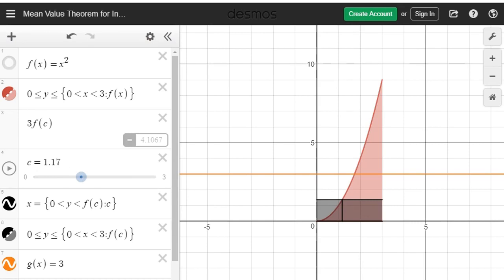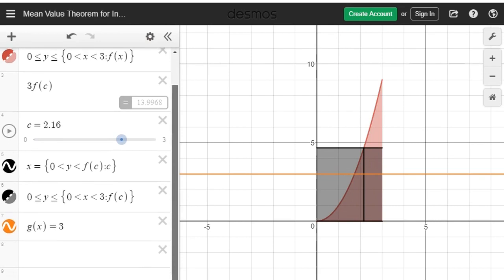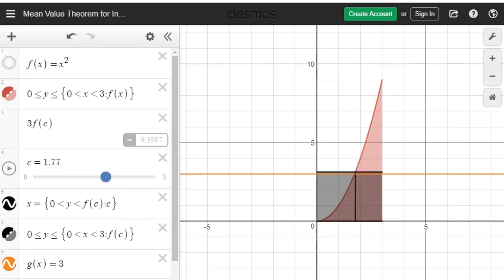And what ends up happening is when I get to about 1.73, 1.72, that's about what the square root of 3 is, I get a rectangle that has the exact same area that the function had. Now, if I go past this, my area of the rectangle is too big, and so on and so forth. So what I'm trying to do is find this spot where I end up with the area of the rectangle being exactly equal to the area that's under the curve.